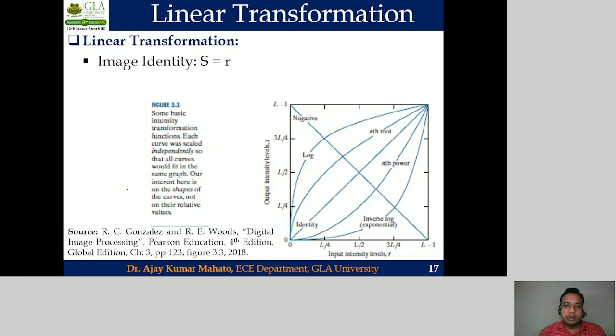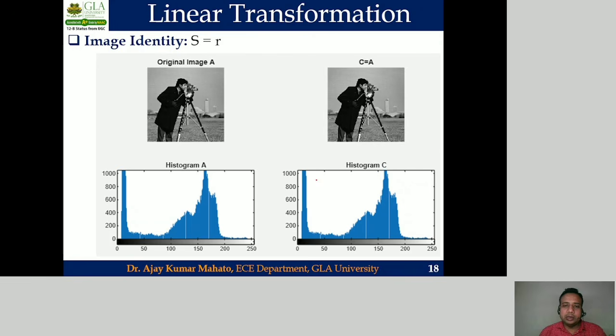Now the general expression of image identity is S equals to R, and in books the transformation curve for image identity is represented by this straight line which we have just plotted. In order to understand the image identity, I have made this small project in MATLAB. This is my input image A and this is its histogram. On this input image A, if I perform the image identity, that is output equals to input, I obtain an output image which is similar to my input image, and the output histogram pattern is similar to the histogram pattern of input image A. Image identity operation we generally perform in digital image processing in order to store our original image in temporary variables.